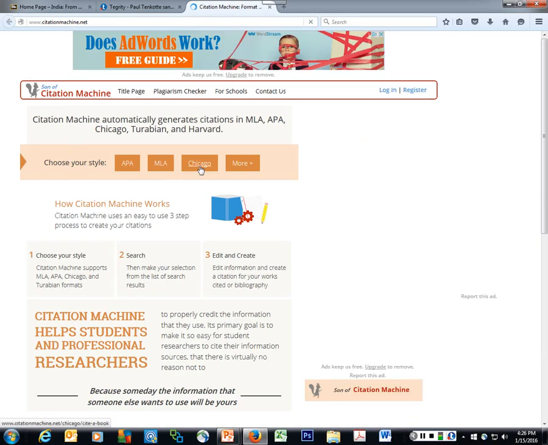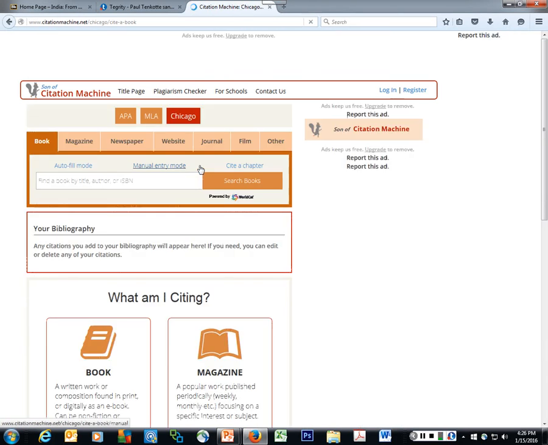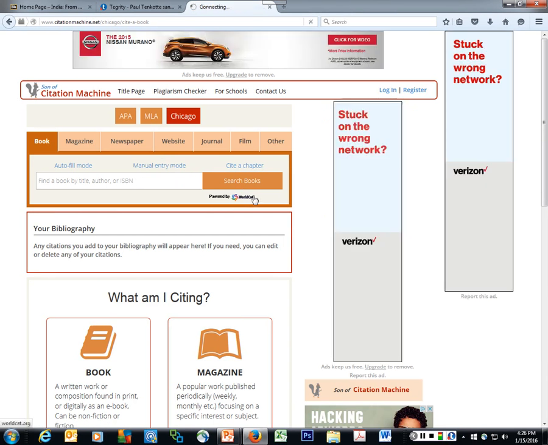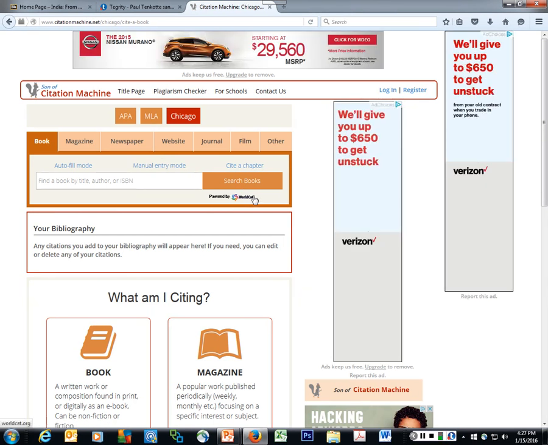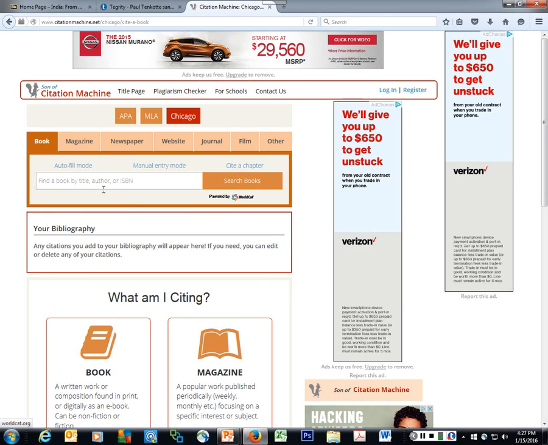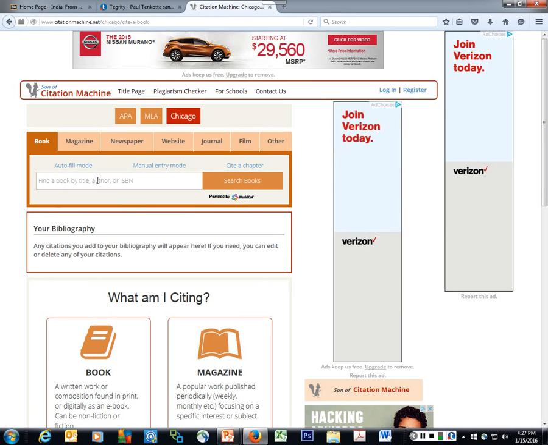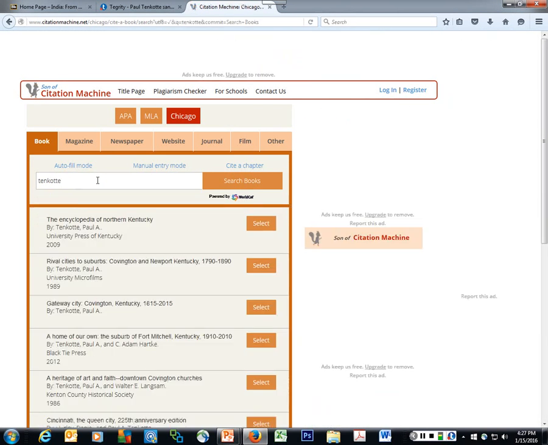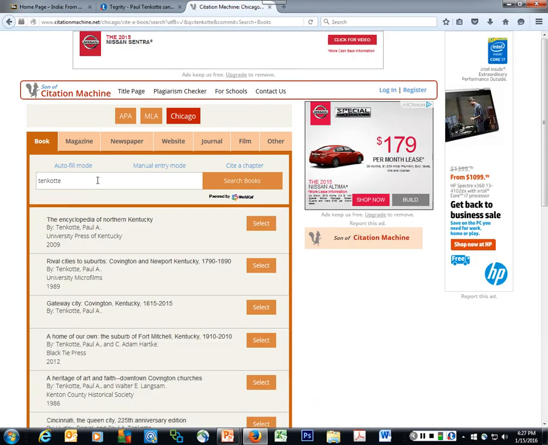Well, we use Chicago style, so let's hit this. This is an example. And the neat thing is that this thing is tied in to WorldCat. Now, we're going to be talking about WorldCat, or World Catalog, in this very lecture. So let's just look up a well-known historian called Tenkate and see what books we can find. And oh, wow, look at this one.